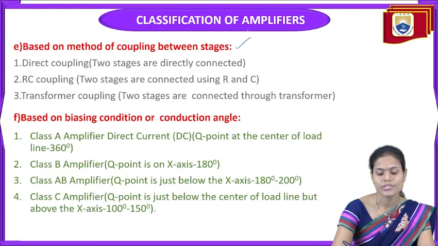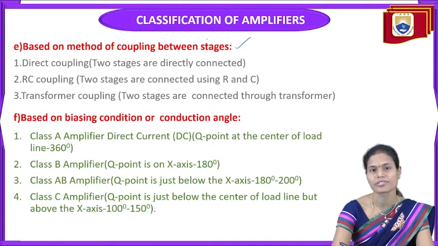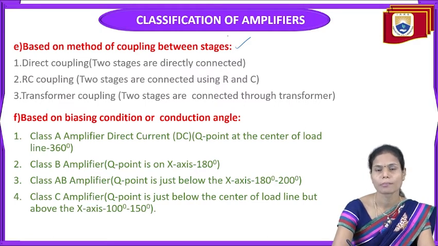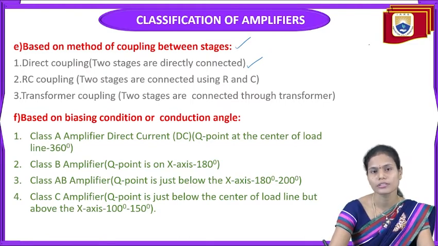And next one is based on the method of coupling between stages. Which type of coupling device we are going to utilize to make the multi-stage amplifier. First one is direct coupling. Direct coupling means the output of the first stage we connect directly to the input of the next stage. And similarly, the second stage output we connect to the third stage directly. Without using any coupling elements, we directly connect the output to the input of the next stage. So that one is the direct coupled amplifier.